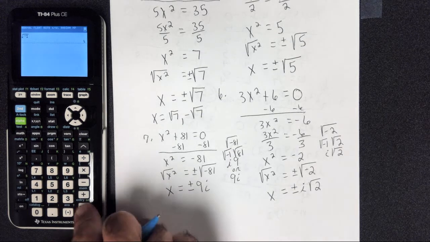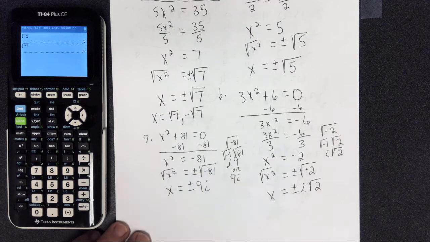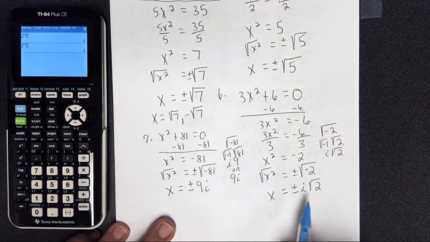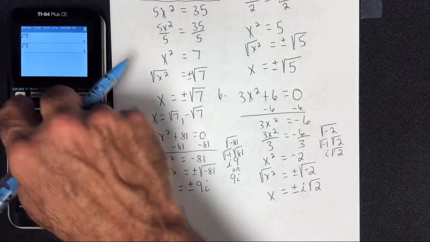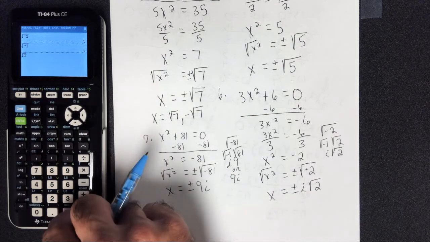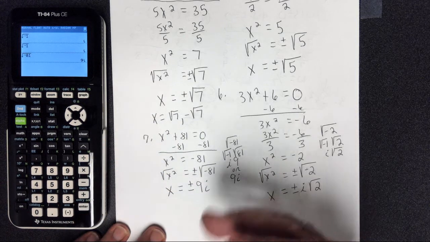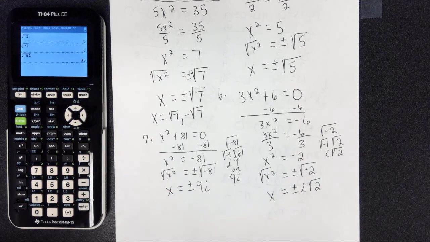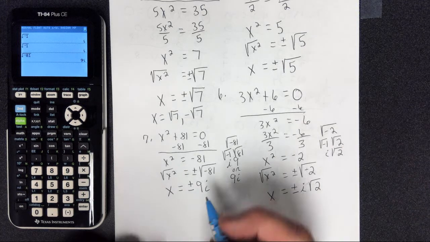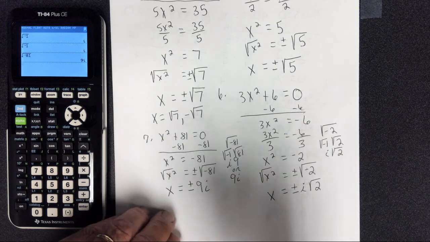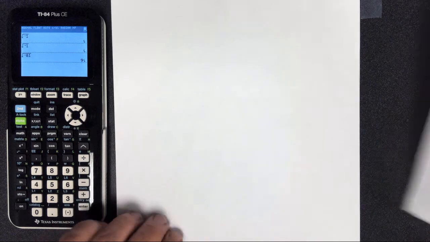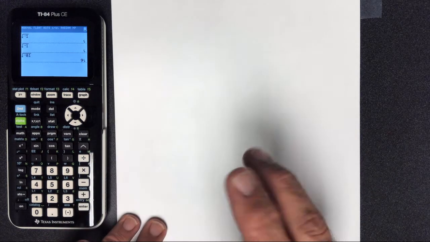Now if you did that on the calculator, this is only going to give you the 9i part that's positive. So second square root of a negative 81. It's going to give me 9i because the calculator only gives you the positive values. Just remember, there is a negative value also, because a negative times a negative is still a positive.